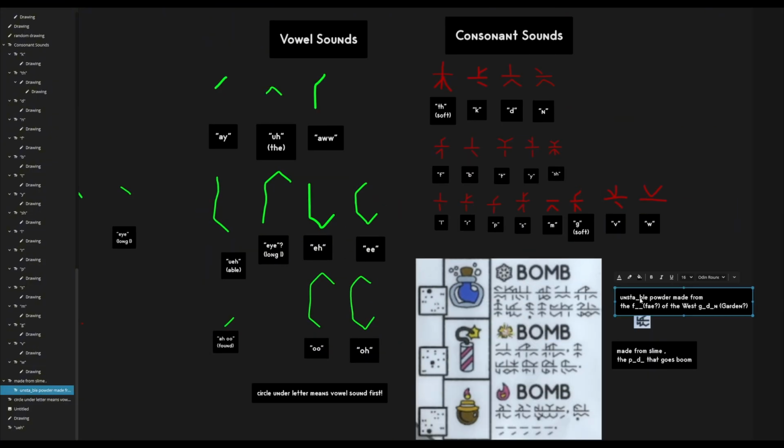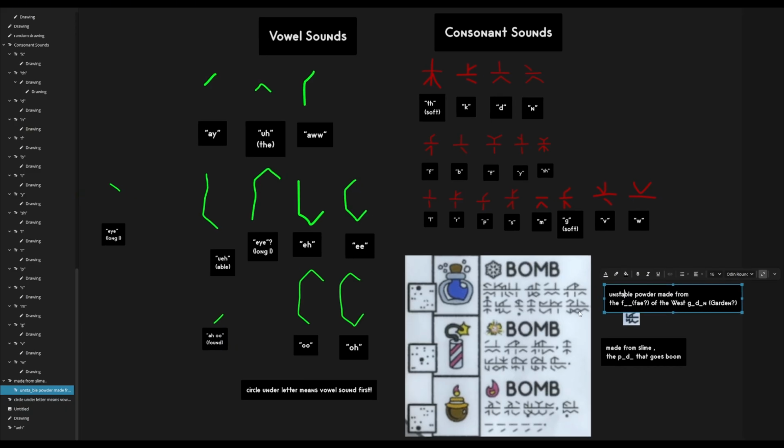unstable powder made from the Fae of the West Gahhhden. Again, I'm trying to find the R in garden. I'm surprised that there's not. Is that a typo? G, R, G, G, Gah. I don't have an ah, so I think that must be.